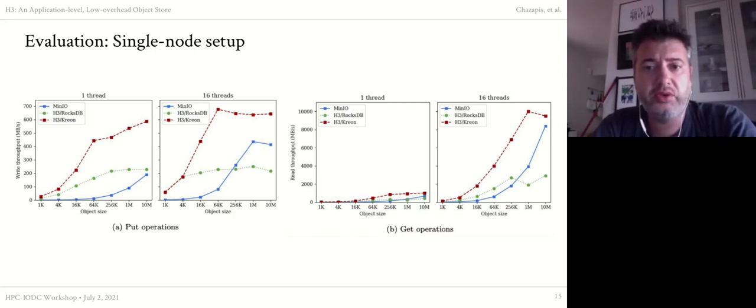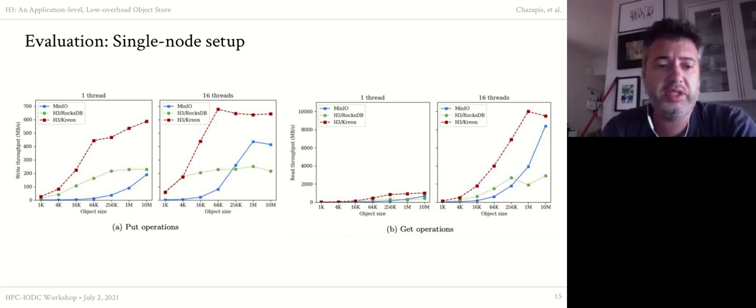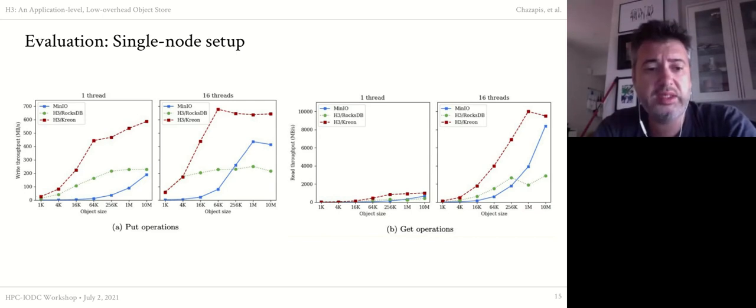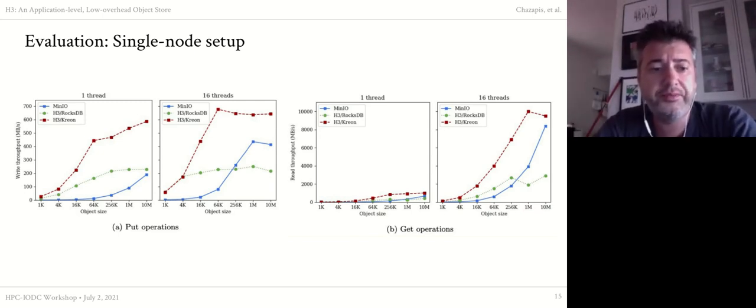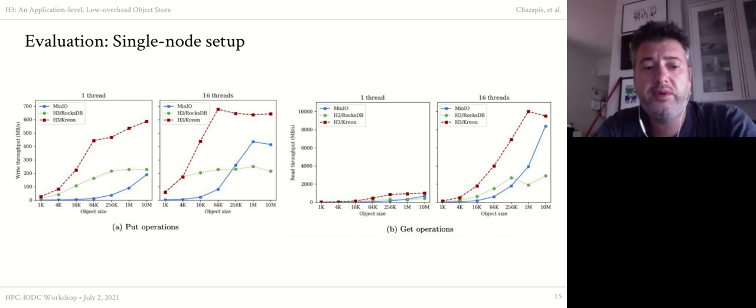Because in H3 we use RocksDB or Crayon, this actually means that in both cases, the object store and the key value store are embedded in the application. These are all libraries. So in contrast with Minio, there are no network round trips and no protocol overheads at all. So the result, as expected, is much higher throughput and lower latency, especially for objects at smaller sizes.